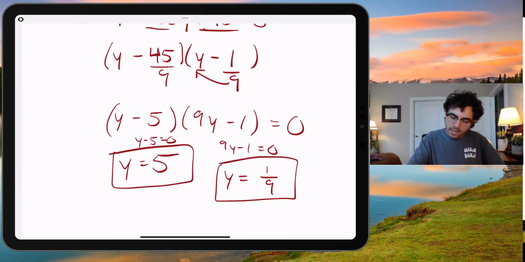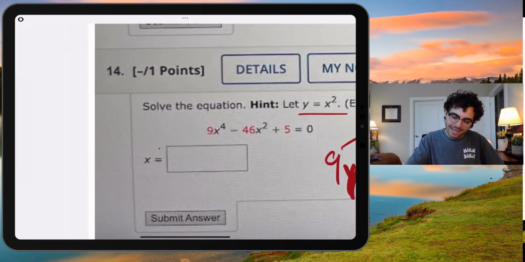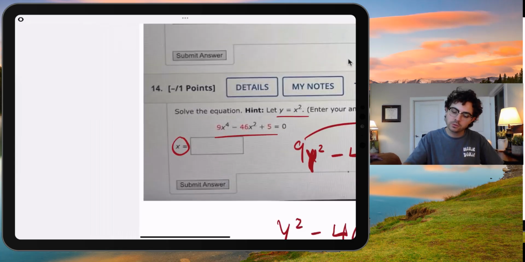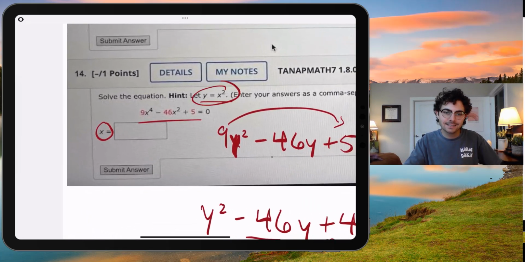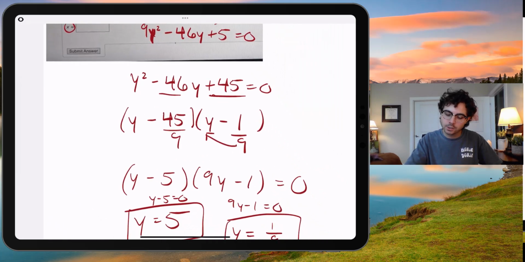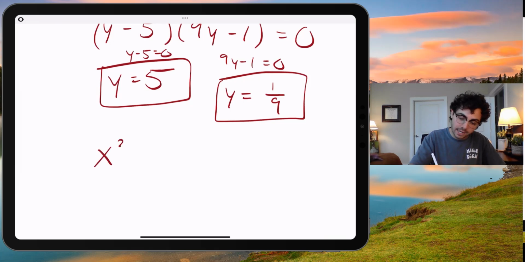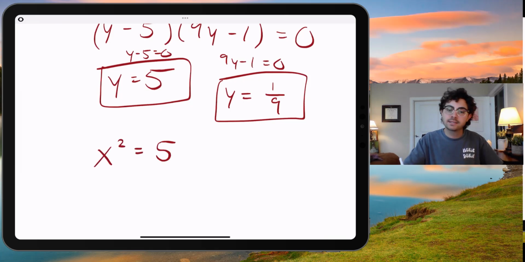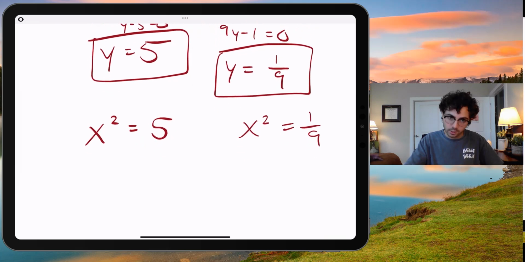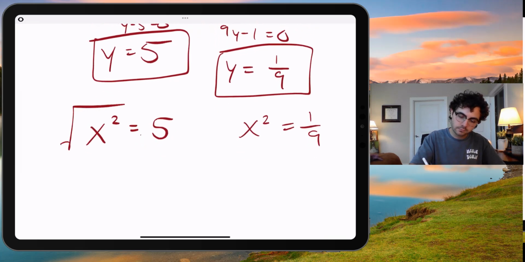So these are the y solutions, but notice we're looking for the x solutions, right? Because the original equation was in x. Well, they tell us that y was x squared. That was the substitution we were using. So if y is equal to x squared, then we're solving for x squared equals 5, and x squared equals 1/9. Now we can square root both sides and find out that x will equal plus and minus the square root of 5.